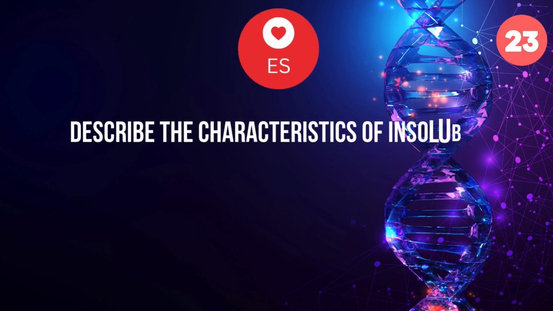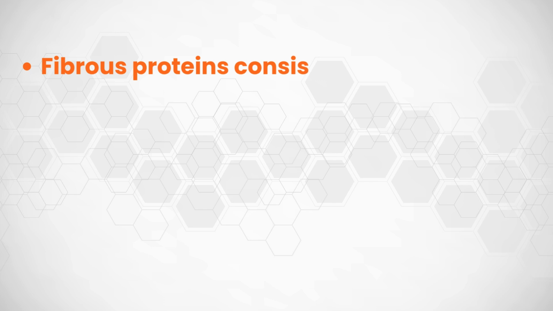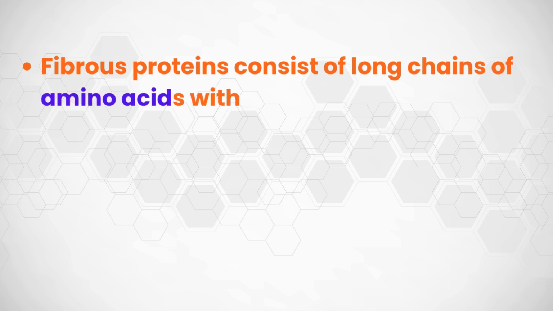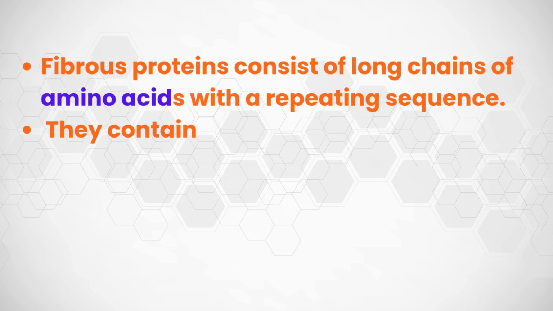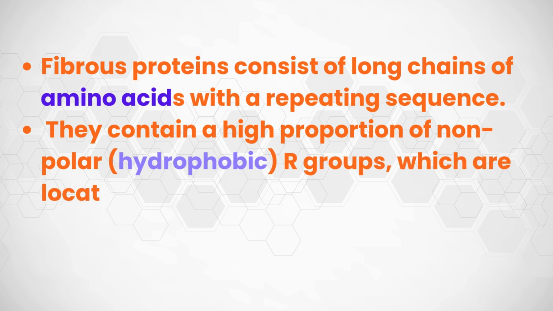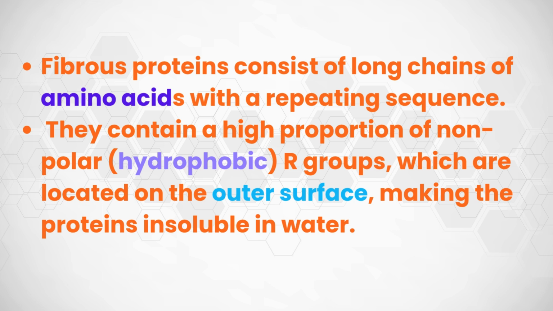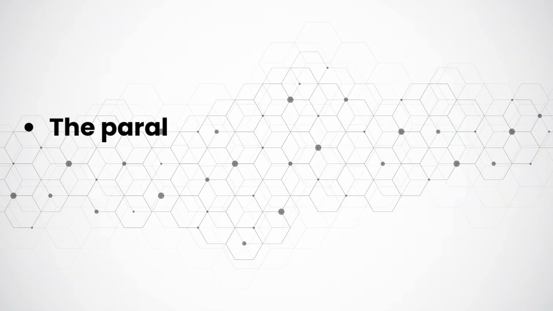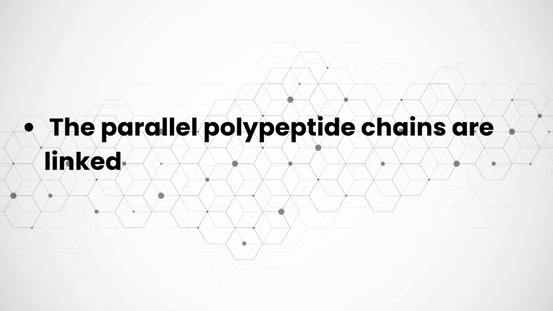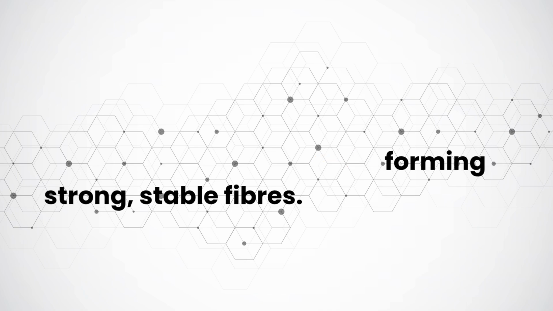Describe the characteristics of insoluble fibrous proteins. Fibrous proteins consist of long chains of amino acids with a repeating sequence. They contain a high proportion of non-polar R groups, which are located on the outer surface, making the proteins insoluble in water. The parallel polypeptide chains are linked by hydrogen bonds, forming strong, stable fibers.